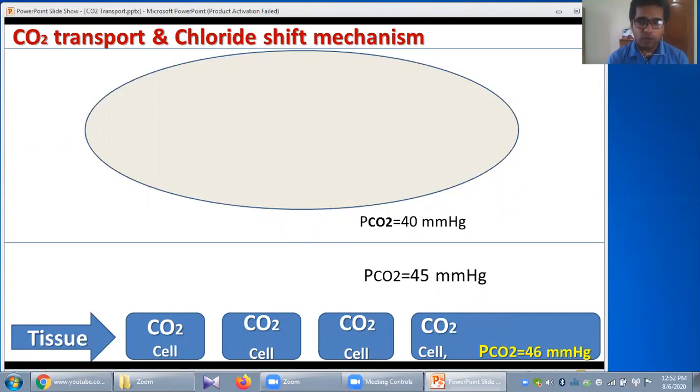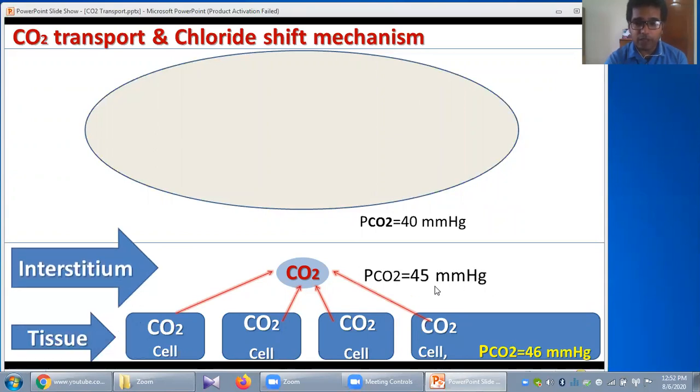As you know, carbon dioxide is constantly being produced within the tissue as a result of aerobic respiration. So the partial pressure of carbon dioxide within the cell is maximum, that is 46 millimeter of mercury. But outside the cell, in the surrounding interstitium, the partial pressure of carbon dioxide is 45 millimeter of mercury, that is 1 millimeter less than the intracellular partial pressure. So the carbon dioxide will diffuse down its partial pressure gradient from cell to the surrounding interstitium. So that is the very first step of carbon dioxide transport.